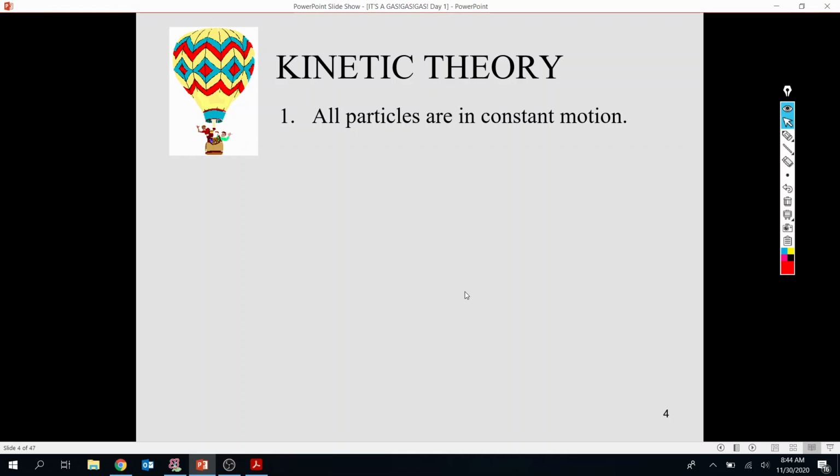It tells us that all particles are in constant motion. All those little gas particles are zooming around all over the place. They're not just sitting there, continuously moving. A gas is mostly empty space, which would be a vacuum or absolute nothing. However, it does have those tiny specks of matter, which are the actual molecules of the gas.